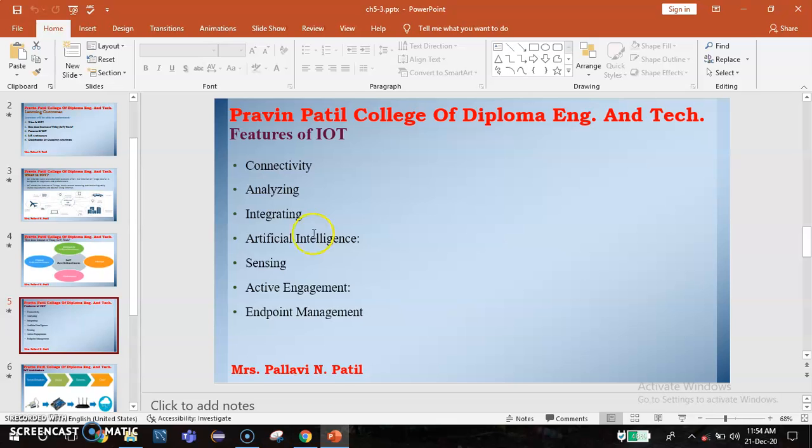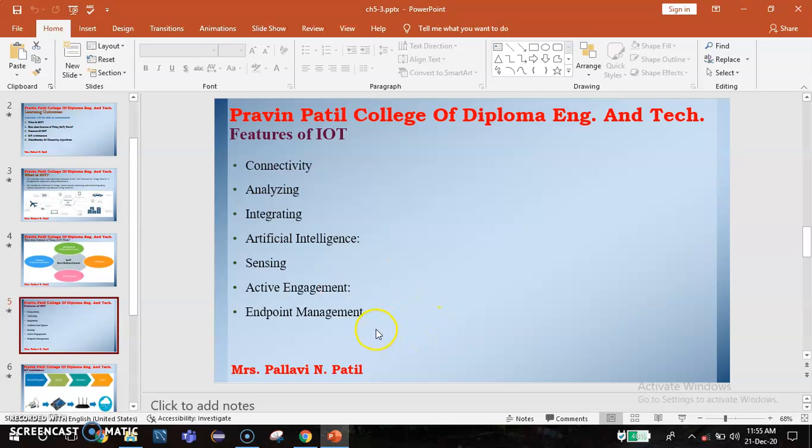Next is sensing. The sensor devices used in IoT technology detect and measure any change in the environment and report on their status. Next is active engagement. IoT makes connected technology, products, and services engage actively with each other.